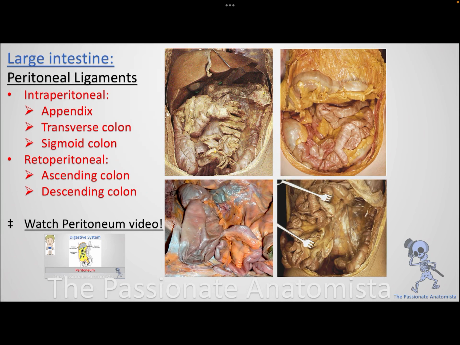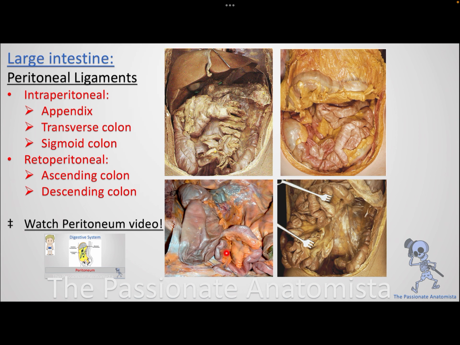Now, the intraperitoneal structures are the structures that have a mesentery or peritoneal ligaments. It means these parts got successfully into the visceral layers of the peritoneum. If you need more information, you can watch the peritoneum video. So what are the intraperitoneal parts of the large intestine? They are the vermiform appendix, and the cecum as it receives the ileum. The appendix has a peritoneal visceral layer.